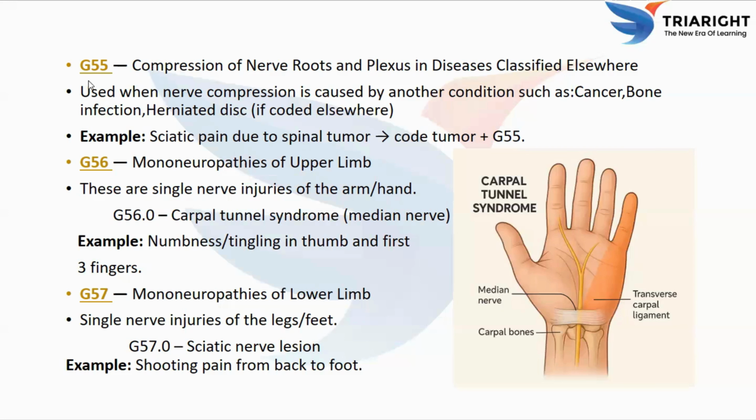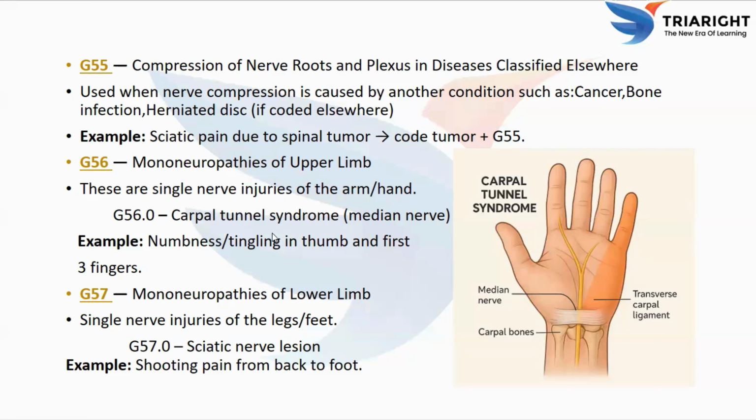So coming to G56, mononeuropathies of the upper limb. These are single nerve injuries and compression in the arm or the hand. For example, carpal tunnel syndrome. Do you know about carpal tunnel syndrome? It is also called median nerve syndrome. The compression takes place at the median nerve at the wrist, and it causes carpal tunnel syndrome.